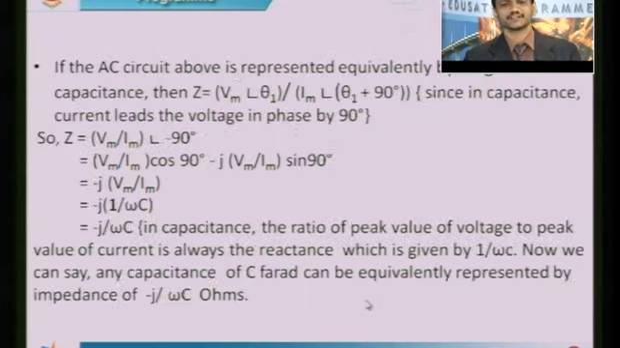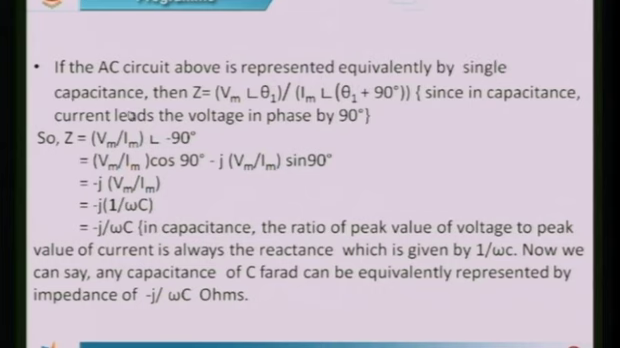Now if the AC circuit above is equivalently represented by a single capacitance, then Z is equal to Vm at an angle of theta 1 divided by Im at an angle of theta 1 plus 90. This is because in the case of a capacitor, current leads the voltage in phase by 90 degrees. So Z is equal to Vm by Im at an angle of theta 1 minus theta 1 plus 90, which gives what? Theta 1 cancels, then minus 90 will remain.